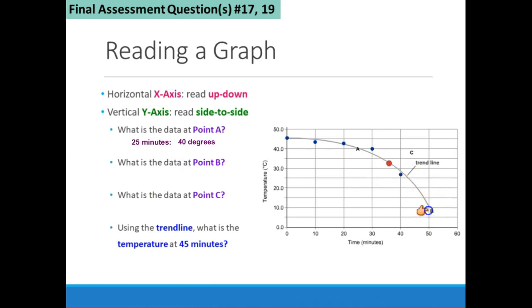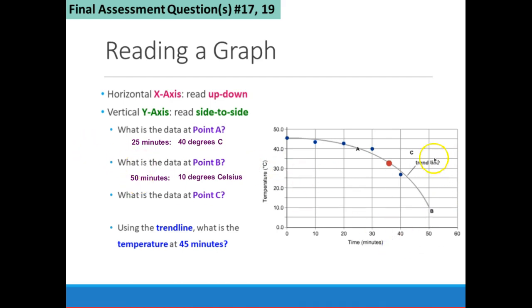Awesome, perfect. Okay, now what about point B? Take a look at point B right here. Up and down, what is our time? Yeah, this is going to be 50 minutes, exactly. And what is the temperature at 50 minutes? Now look left and right. Yes, exactly. Our temperature is 10 degrees. And you guys are correct, it's Celsius, 10 degrees Celsius. Perfect.